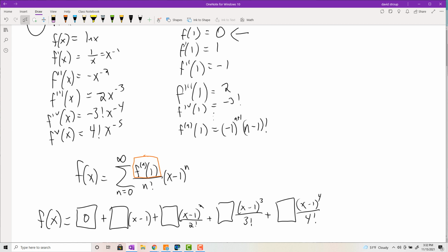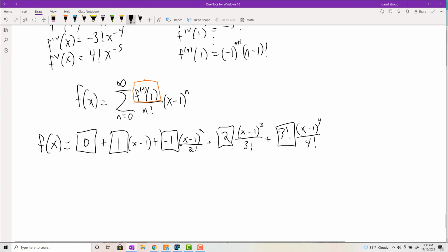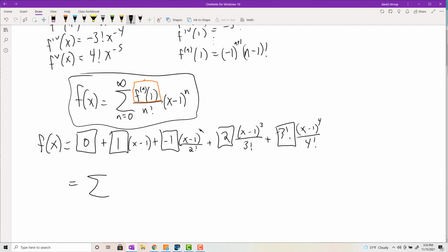And so we're putting in 0, 1, negative 1, 2, 3 factorial, and on and on. It's a negative 3 factorial, I know. So your summation notation, if you want to use this formula, it can't start at 0, because if you start at 0, you're not going to get 0 out. Okay, so you have to kind of move it over to 1 and then to infinity, and then your formula for the nth derivative of f evaluated at 1 is going to be negative 1 to the n plus 1 times n minus 1 factorial. And that would be all over n factorial times x minus 1 to the n.